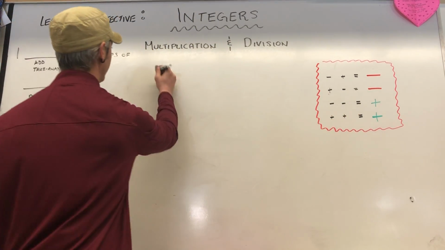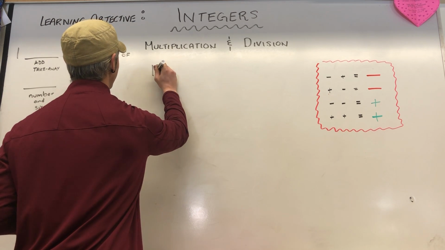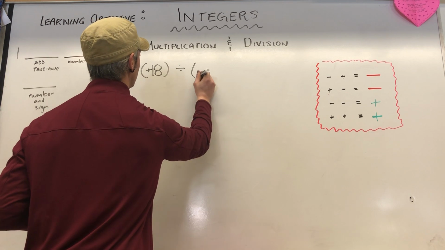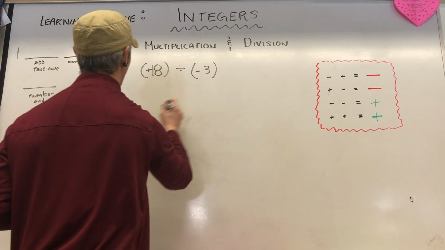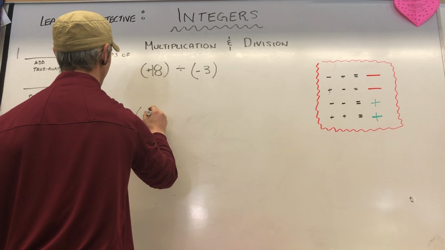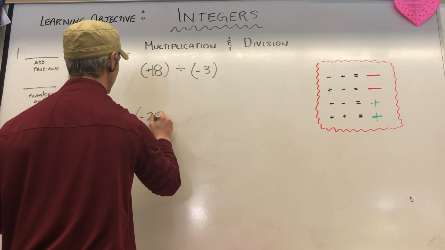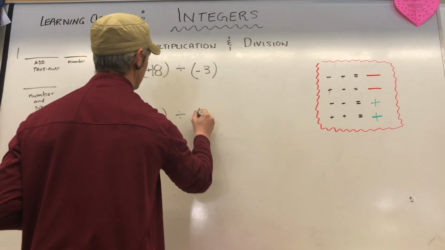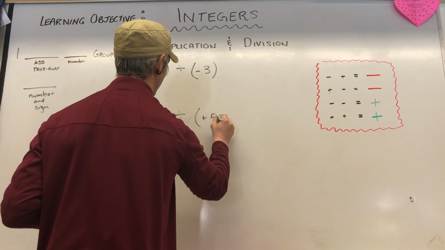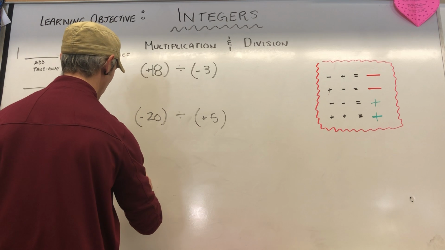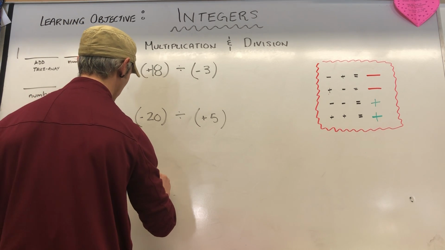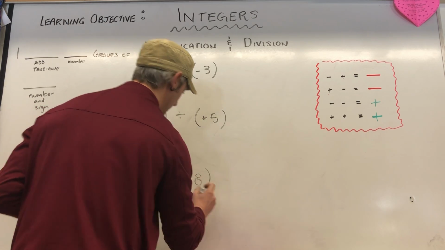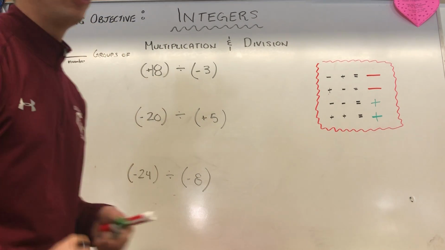So say I have positive 18 divided by negative 3, or I have negative 20 divided by positive 5, or negative 24 divided by negative 8, okay? All these cases I approach it just like multiplication.